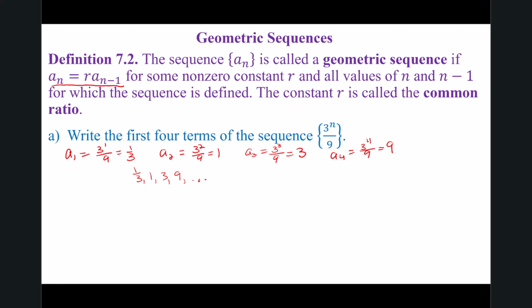So what is our common ratio? 9 divided by 3 is 3. 3 divided by 1 is 3. 1 divided by 1/3 is 3. So when we take one term, divide it by the one before it, that'll tell us what we had to multiply by to go forward. So our common ratio is 3. We start with 1/3. Times 3, we get 1. Times 3, we get 3. Times 3, we get 9.